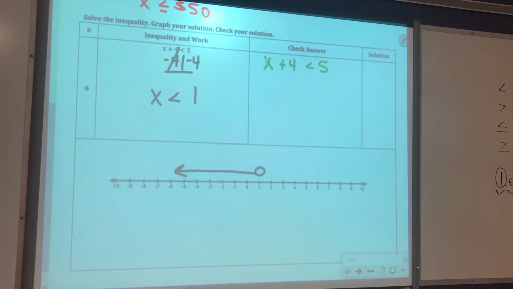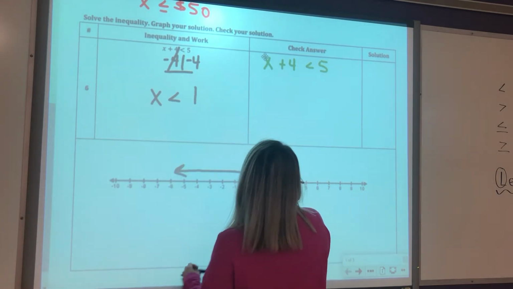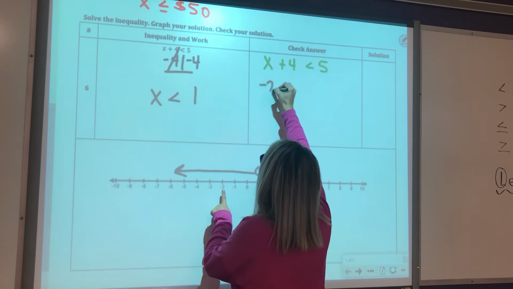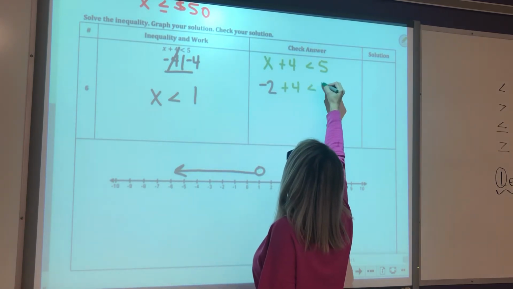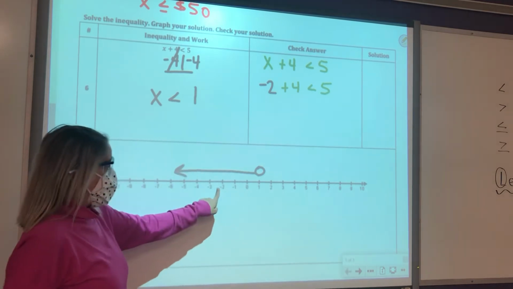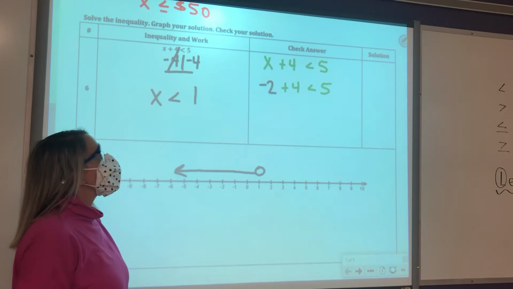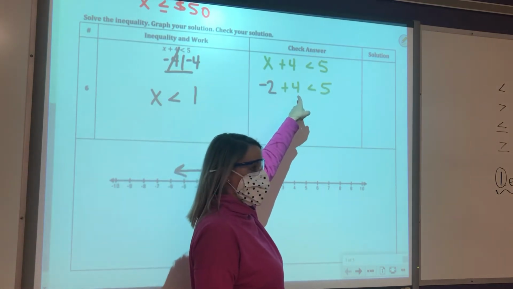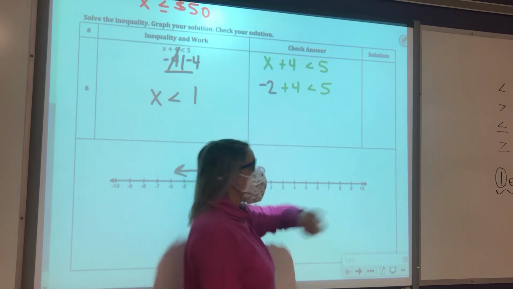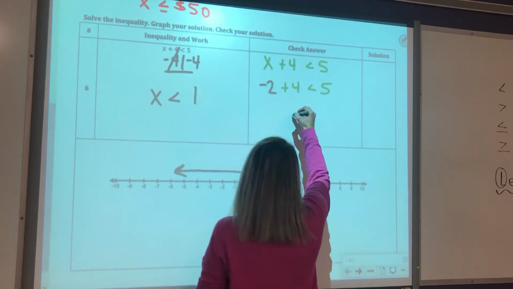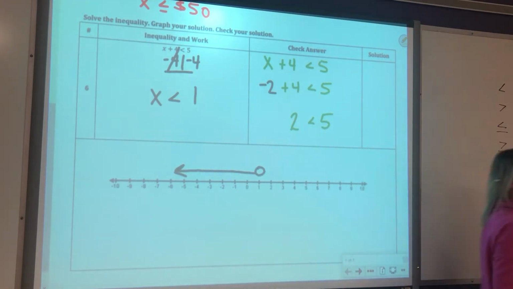Negative 2. Negative 7. Okay? So if I put in negative 2 for x, is that my solution set? Yeah. Absolutely. Negative 2 plus 4. Different signs, so I subtract. 4 minus 2 is 2, less than 5. Yeah.